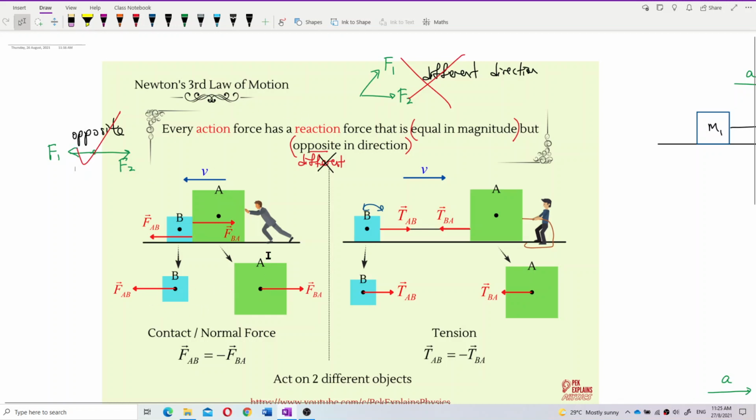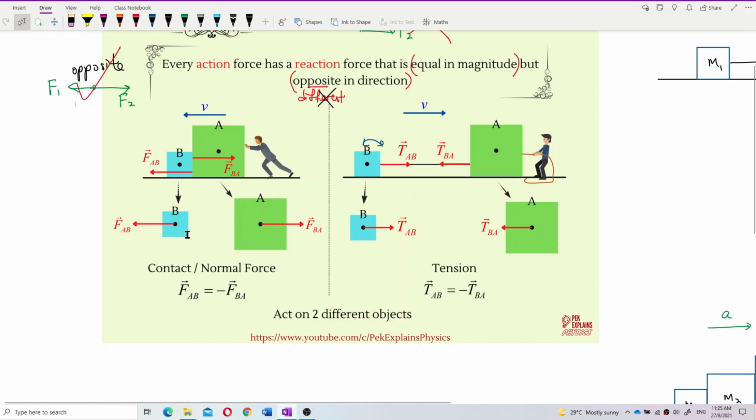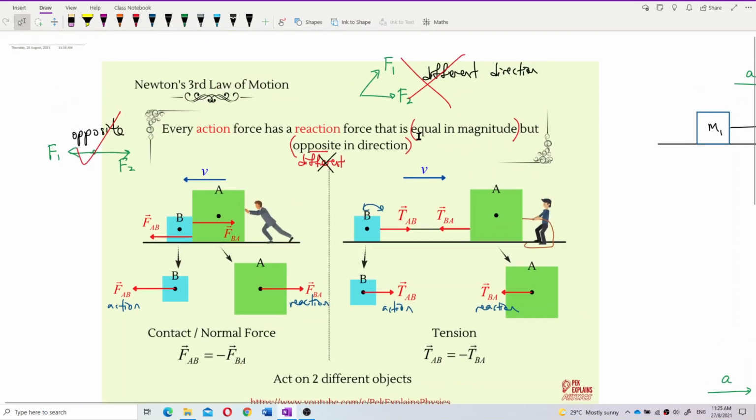Must be exactly opposite. You look at these two action-reaction forces. This FAB is the action force, and this FBA is the reaction force. So I just want to write it down here. This is the action, and this is the reaction. This is the contact force. Like this tension also. Okay, this one is the action, and this one is the reaction. All of them are equal in magnitude but opposite in direction.